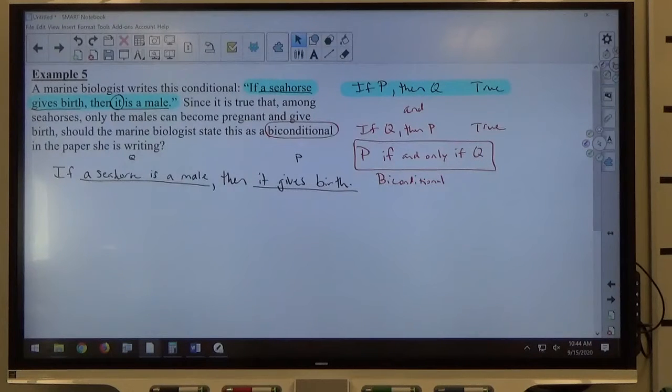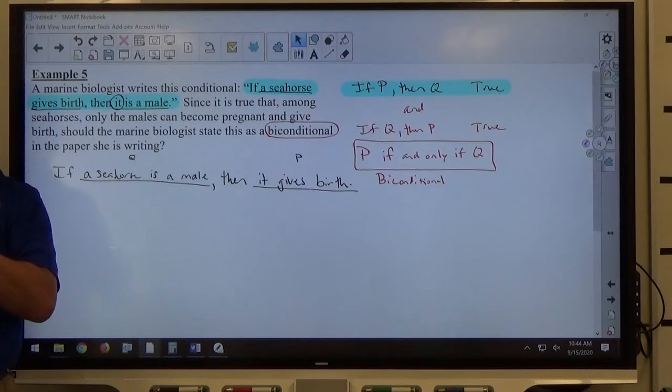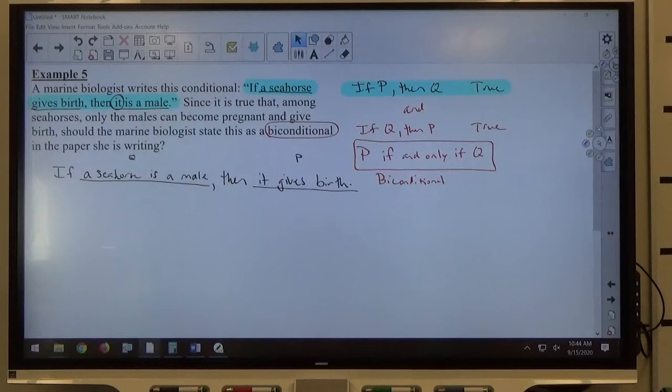Again, that's how you make a converse. You find P, you find Q, you swap the two. If Q, then P. So, if a seahorse is a male, then it gives birth. Let's change this to people. Okay. If a person gives birth, then they are female, right? That's how it works. All right, so if we swap the order, if a person's a female, then they give birth.